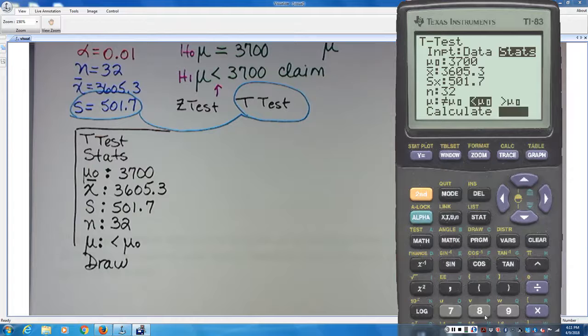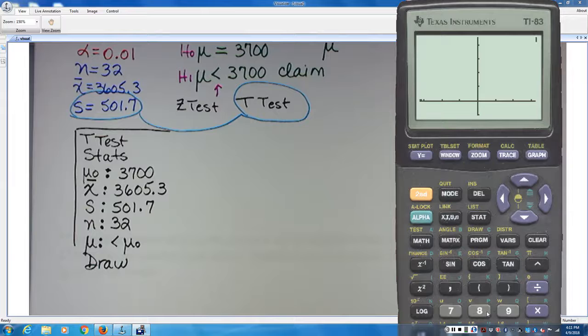Always double check your screen before you actually draw to make sure you didn't transpose some numbers or put a decimal in the wrong place, or it just didn't pick it up when you punched the key. So always double check that screen. And then once you do that, you draw your picture. And I start seeing a lot of shading. And when I see all that shading, what do I start thinking? I'm probably not going to reject H0.